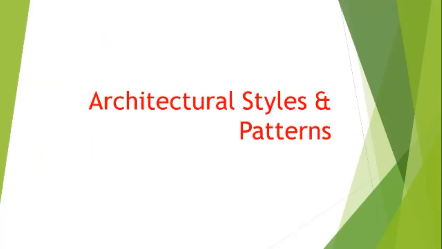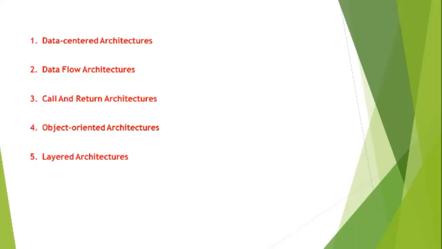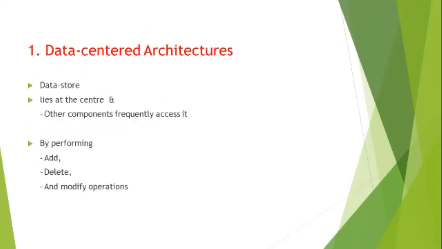Architectural styles and patterns: data-centered architectures, data flow architectures, call and return architectures, object-oriented architecture, and layered architecture. These are 5 architectures. In that, the first one is data-centered architecture. The data store lies at the center and other components frequently access it by performing add, delete, and modify operations.